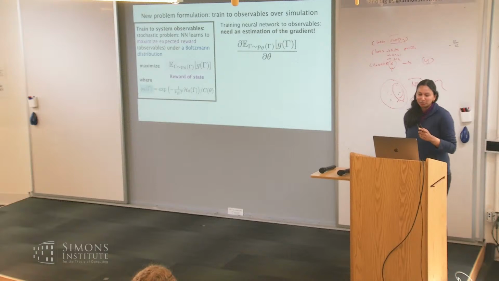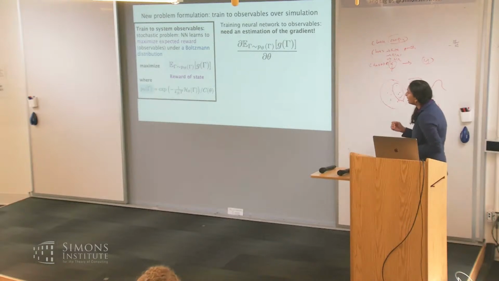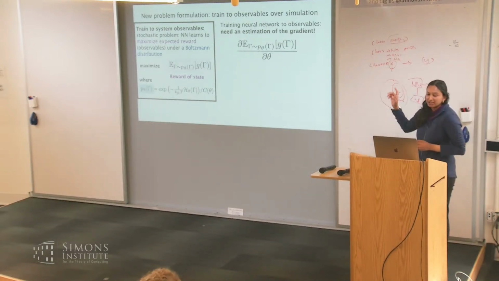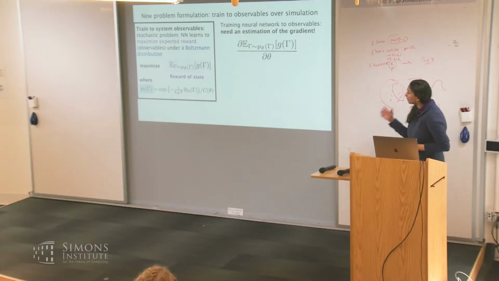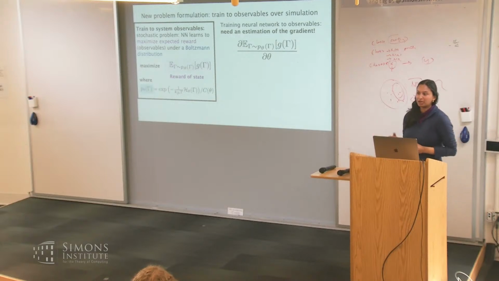So I'll get to the point about how you can use this within a full training cycle. But the key point is that if you're going to train a neural network to these observables, you do need to be able to differentiate that expected value of reaching that reward with respect to your parameters, just to be able to train this full thing in a loop, end to end.